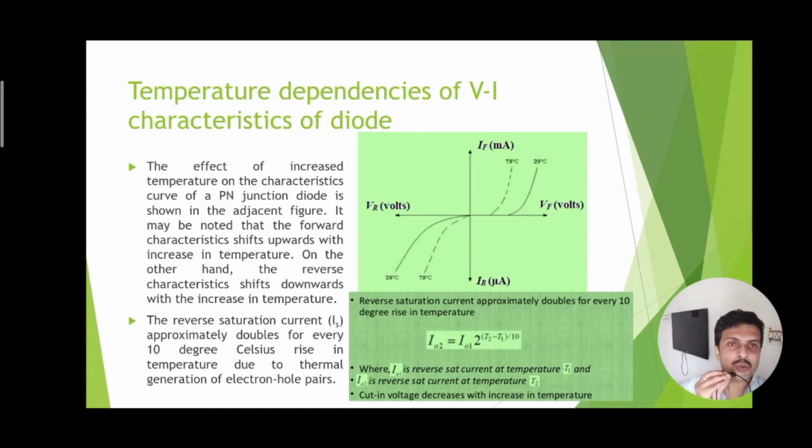And at the bottom the equation shows that I02 is equal to I01 into 2 to the power (T2 minus T1) by 10. So this means that if the difference between the initial temperature T1 and the final temperature T2 is 10 degrees Celsius, then the reverse saturation current becomes 2 times. So that is why the reverse saturation current is very much temperature dependent. For a large amount of temperature fluctuation, the reverse saturation current may go beyond the limit which is required for a particular circuit. So this is all about today.